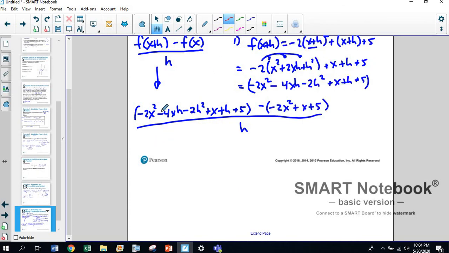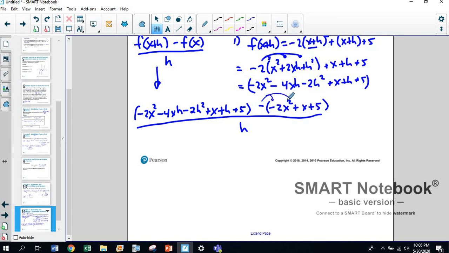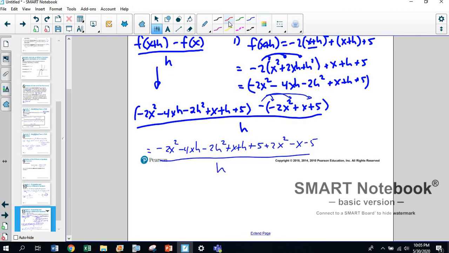All right, let's see what subtracts. Distribute the negative sign first. Distribute it. You get negative 2x squared minus 4xh minus 2h squared plus x plus h plus 5. Minus minus is plus 2x squared minus x minus 5. Again, the negative 2x squared and the positive 2x squared add up to be 0. X minus x is 0. 5 minus 5 is 0. And so you're left with negative 4xh minus 2h squared plus h.